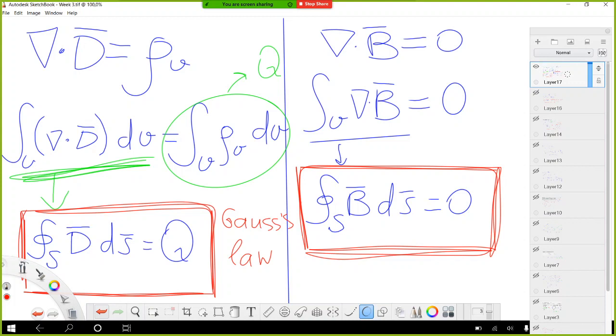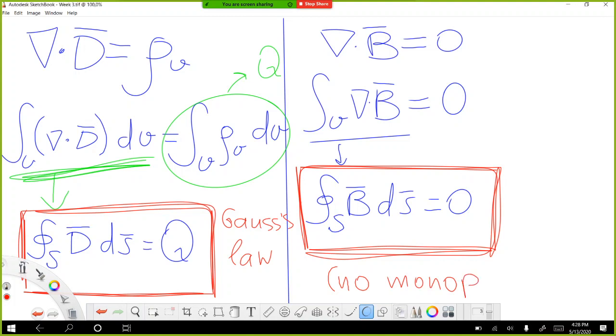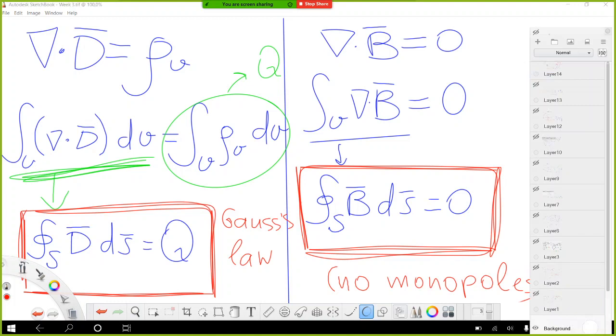Okay, this equation shows us that there doesn't exist monopoles in nature. No monopole.